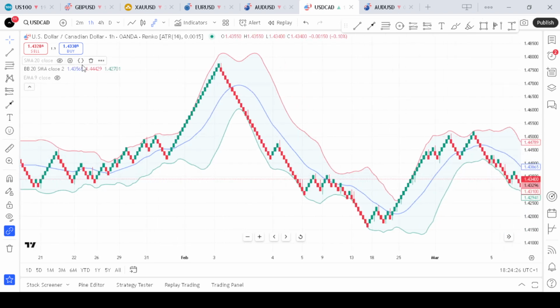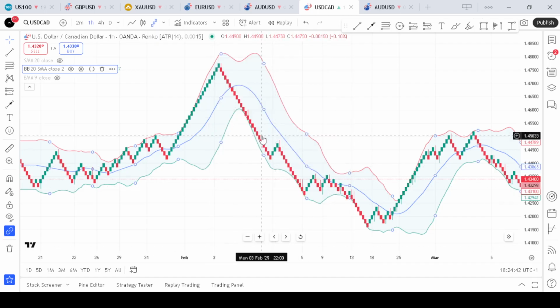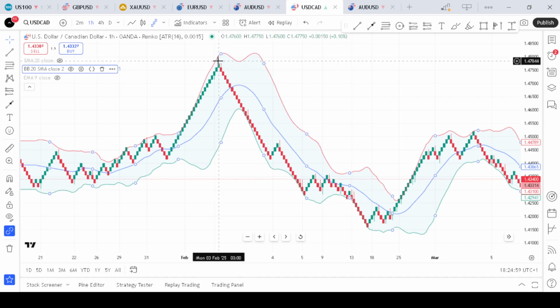So how do we use the Bollinger Band with the Renko chart? You start by applying the Bollinger Band to your Renko chart. You set it at a length of 20 and a standard deviation of 2. This is the setting of your Bollinger Band with your Renko chart. You look for the Renko bricks closing outside the band as a potential signal. When the Renko bricks close outside the band, you have to consider adjusting your standard deviation for more sensitive signals.